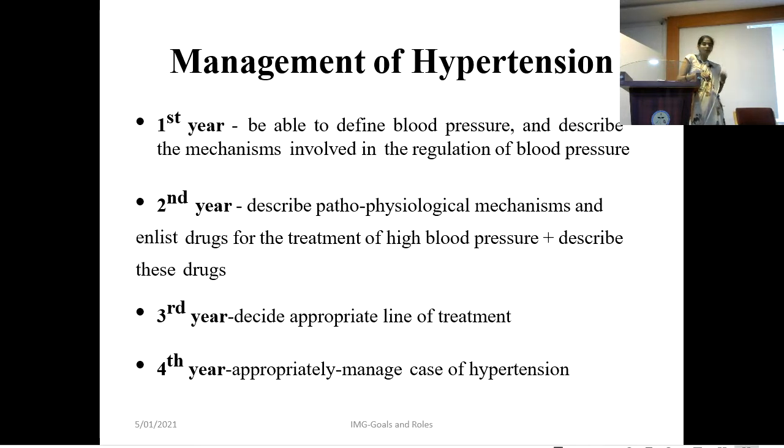And the third year, ultimately in part 1 you learn which is the appropriate line of treatment. So again there are different treatment modalities, medical line of treatment, surgical line of treatment. So again first line of drugs, second line of drugs, first choice, second choice, it will be there, isn't it? Option A, option B. So you will learn especially the appropriate line of treatment in MBBS phase 3 part 1, and ultimately in part 2 you will be able to learn to appropriately manage a case of one disease, that is hypertension here. Example I have taken as hypertension. Ultimately, you will be able to manage the disease.